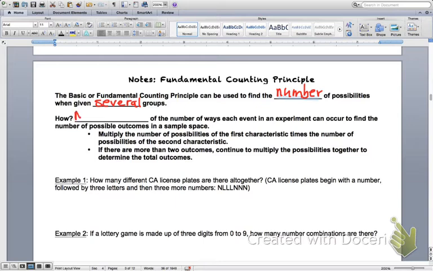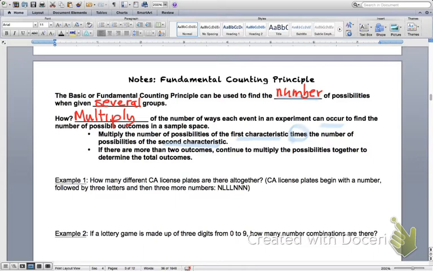So you multiply repeatedly, in this case, the number of ways each event in the experiment occurs. How many choices do we have for the first event? How many choices do we have for the second event? And so on. So bullet point 1 says multiply the number of possibilities for the first characteristic or the first event times the number of possibilities in the second. So we take how many choices we have in the first event times the number of choices in the second event.